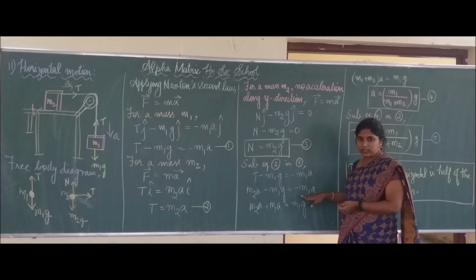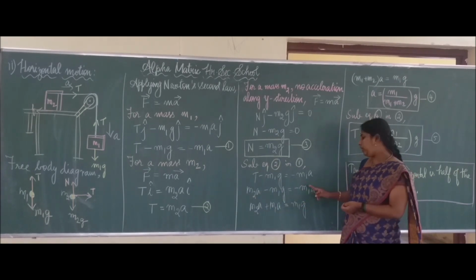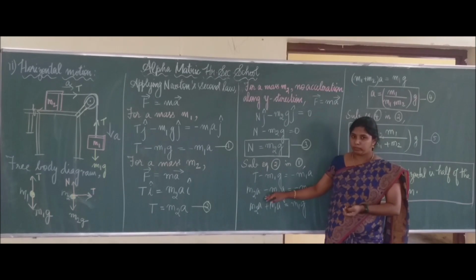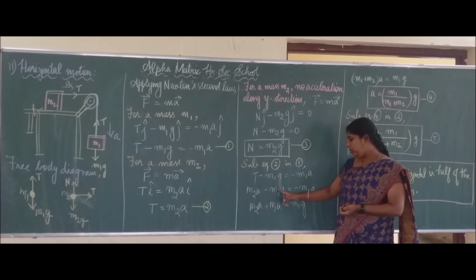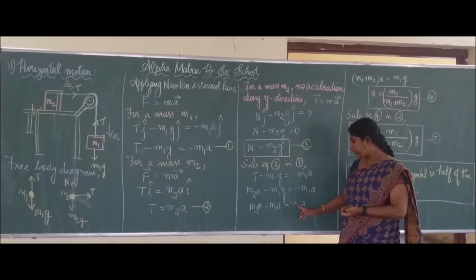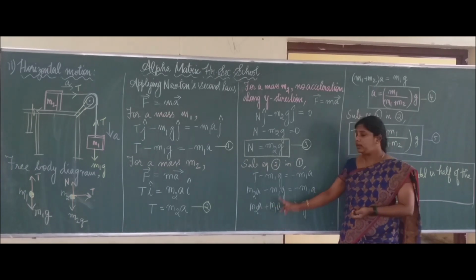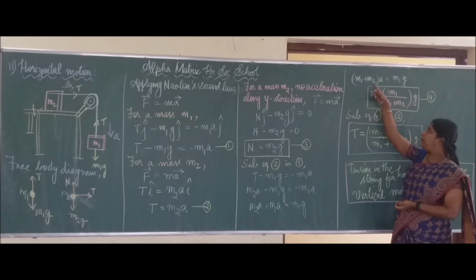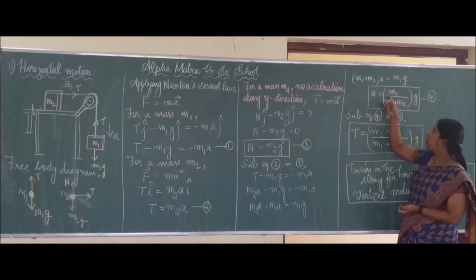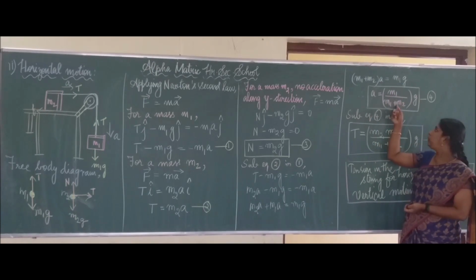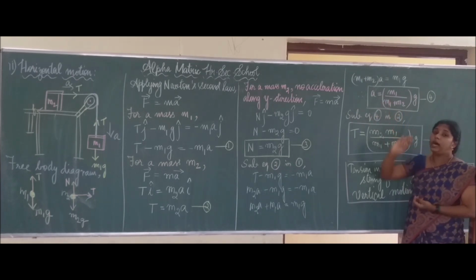I want the acceleration only. So here, m2a stays, and this minus m1a will come to this side. It becomes positive, so plus m1a. Equal to this, minus m1g will come to this side. It becomes positive, so it is plus m1g. See here, a is common, so I take it outside. So (m1 plus m2) into a equals m1g. So what is the acceleration? a equals m1 by (m1 plus m2) into g. So here we got the acceleration for the horizontal motion.